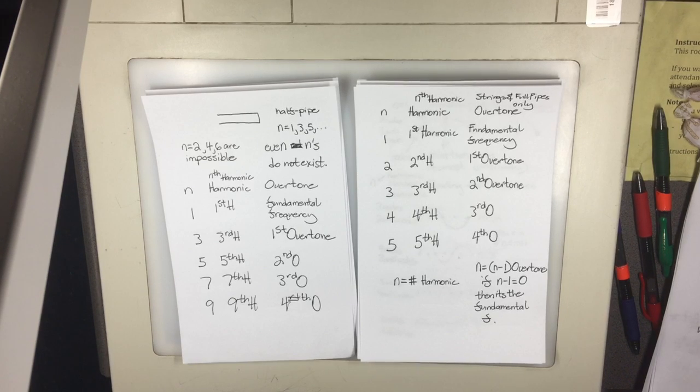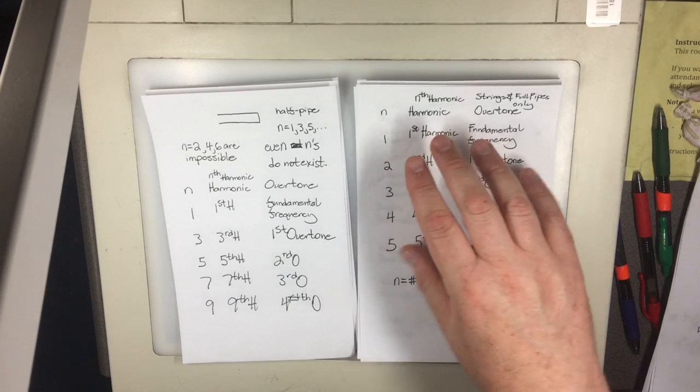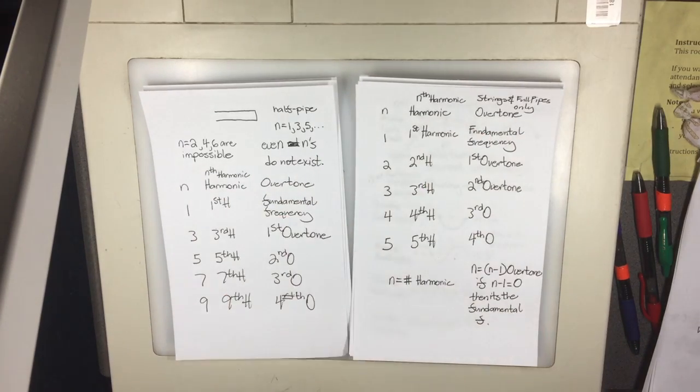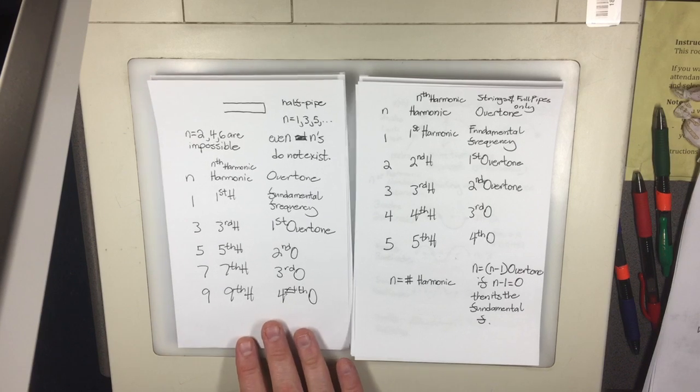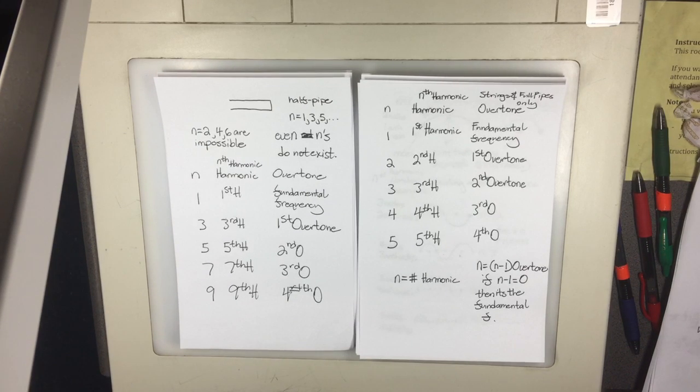So you can have a second overtone for a half pipe, but you cannot have a second overtone for a full pipe. The second overtone on a half pipe is 5. The second overtone on a full pipe is 3. So understand the differences between those two systems. The naming conventions are a little bit strange, or they differ from each other.